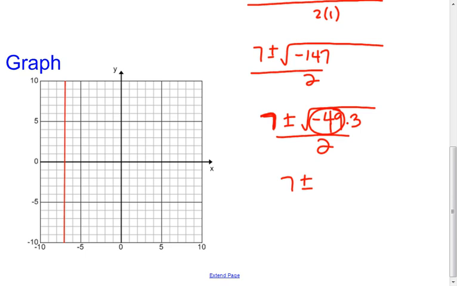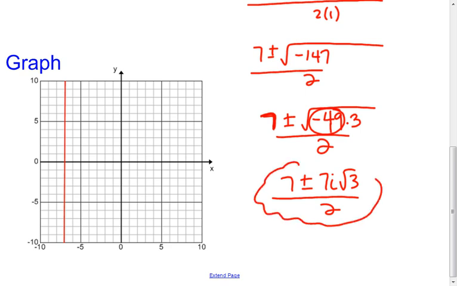You can't take the square root of a negative number, so you have 7i root 3 all over 2. And that's as simplified as you can get it, because 7, 7, and 2 are not all divisible by the same number. And so you're going to leave it just like that. There's the graph, just so you know, it's kind of a mess, but you have imaginary roots here. The only real root you have, of course, is at negative 7. Okay?